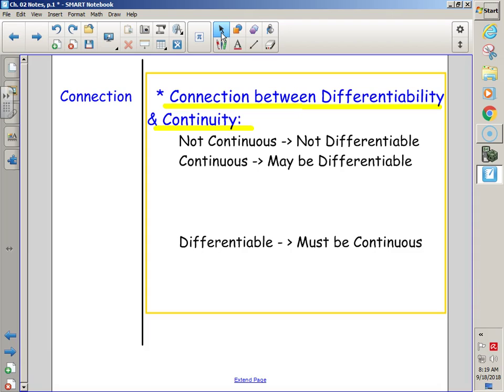I don't think I heard it yet. Instantaneous rate of change. Yeah, the third one. Instantaneous rate of change. Okay. Connection between differentiability and continuity. Connection between differentiability and continuity.